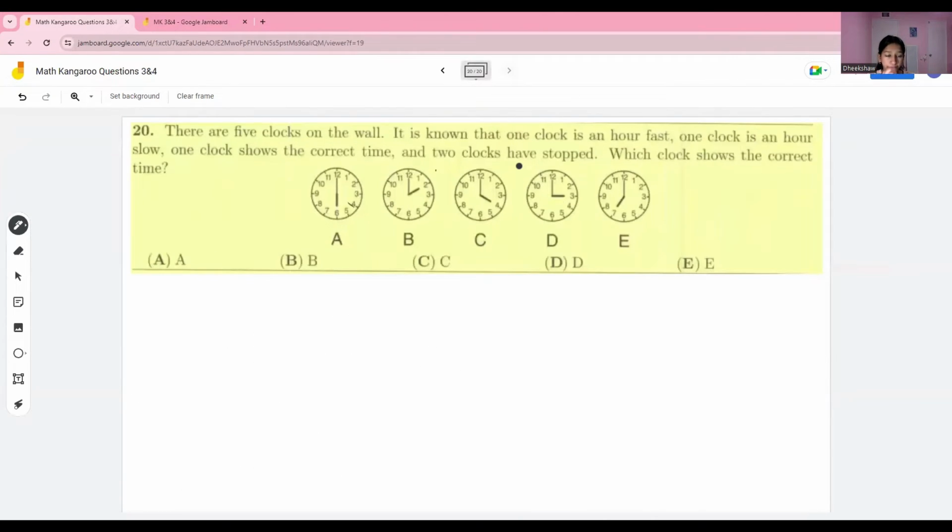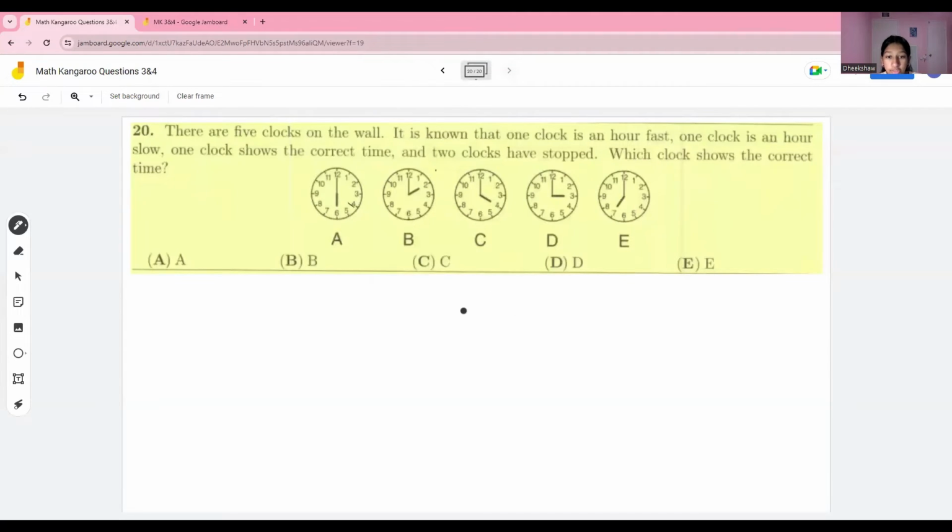Moving on. There are 5 clocks on the wall. It is known that 1 clock is an hour fast, 1 clock is an hour slow, 1 clock shows the correct time, and 2 clocks have stopped. Which clock shows the correct time? I'm going to solve this problem with a slightly more algebraic approach. There are obviously easier and more lengthy ways to solve this problem. This is just what I find simple for me.